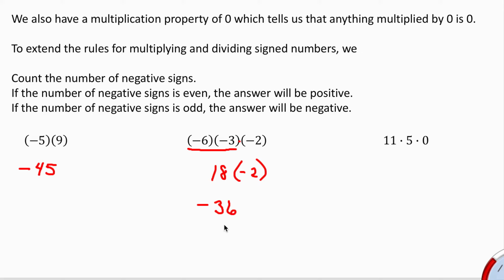A kind of shorthand we get with multiplying and dividing. Notice I can do this like this. I can just do 2 at a time, 2 at a time. Or I could just count the total number of signs. And I know, hey, if I've got 3 total signs, because that's an odd number, that means you have an odd number of negatives. If I have 3 negatives, my final answer is going to be negative. If I had 4 negatives, my final answer is going to be positive. Okay. Oh, anything times 0 is 0.